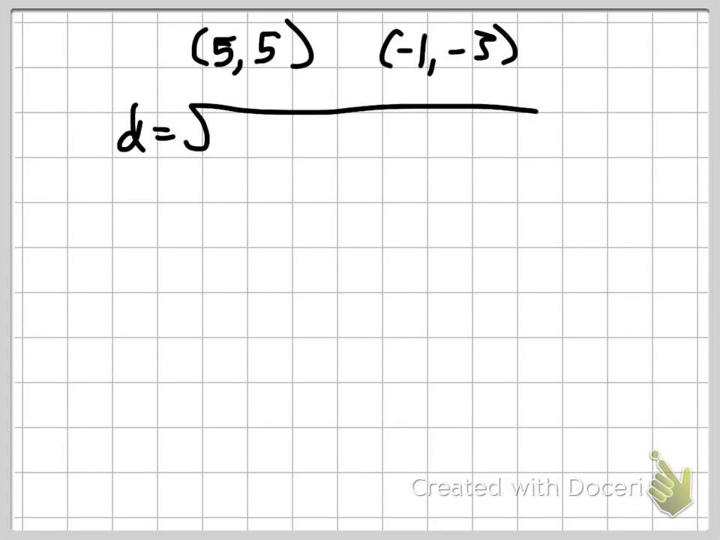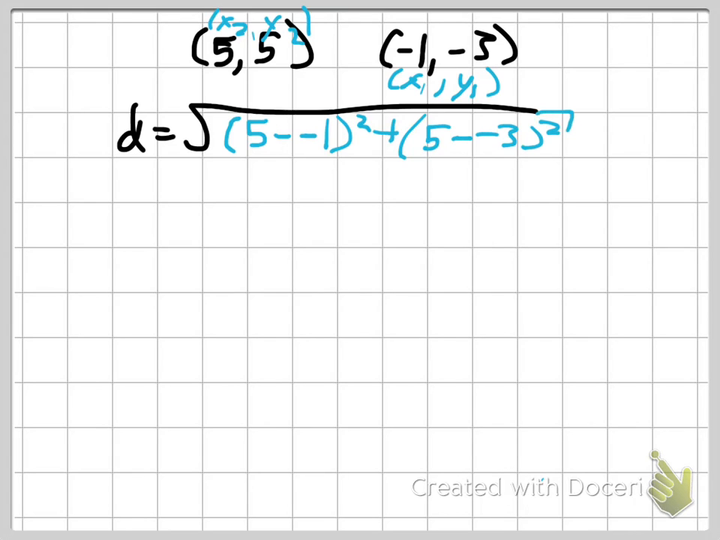So I'm going to plug them into the distance formula. Let's do x2, y2. This will be my x1, y1. So the distance equals the square root of x2, 5, minus x1, negative 1, squared, plus y2 is 5 minus y1 is negative 3, squared.